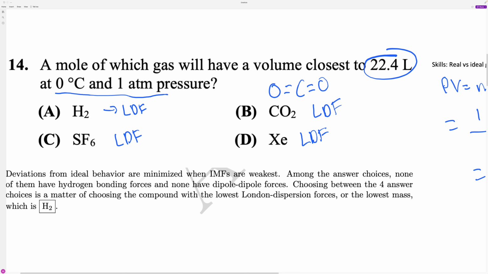So you might be wondering how to proceed with this problem if all of the answer choices only have London dispersion forces. However, remembering that the strength of London dispersion forces increases with mass because of more electrons and more random fluctuations within the electrons, we're looking for the answer choice that has the gas with the lowest mass. And from here we can easily see that it's going to be hydrogen gas. You don't really need to calculate the molar masses of each of the answer choices because it should be pretty obvious, but you can if you'd like.